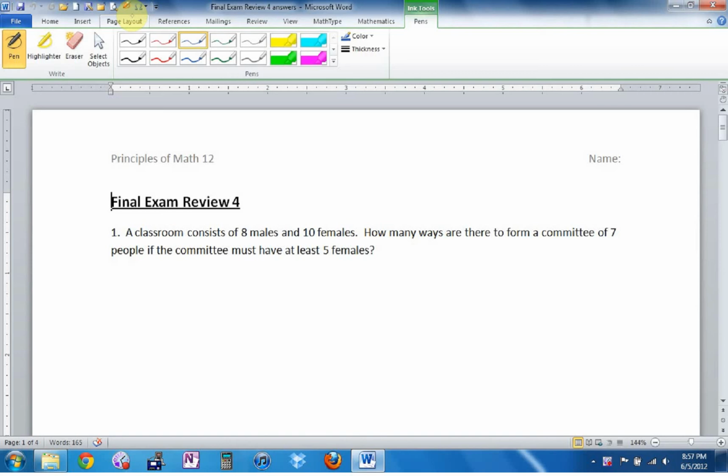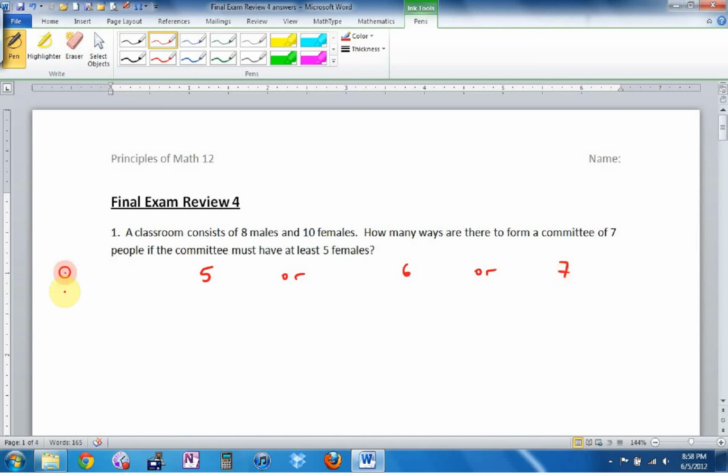So here, a classroom consists of 8 males and 10 females. How many ways are there to form a committee of 7 people if it must have at least 5 females? Well, at least 5 females on 7 people, that really means 5 or 6 or 7. Now, this isn't a probability question. I'm not going to end up dividing by the total number of choices and getting a decimal. That would be if they said, what are the odds of? I just want to know how many ways.